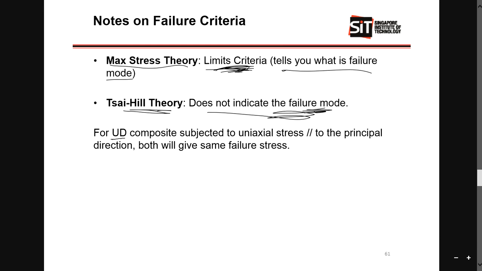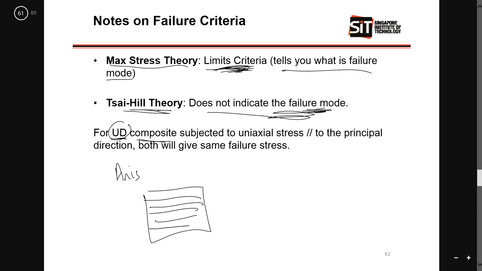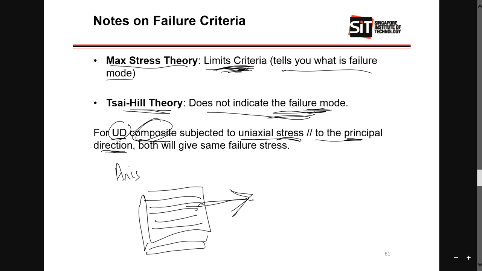So over here it says for UD composite. UD is actually a unidirectional composite, or in other words, an anisotropic composite, meaning in a certain direction only. It is a composite, which means it can be stacked with other plies, but they are all unidirectional. And for a unidirectional composite that has uniaxial stresses in the principal direction, at a certain angle, both will give the same failure stress.